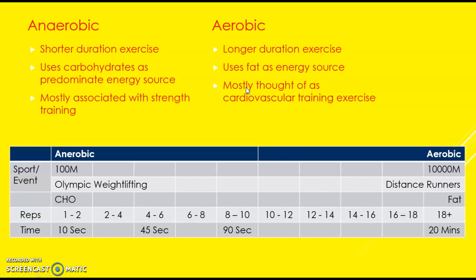Now, when you talk about specificity in training and you're coaching, say, athletes, look at this matrix down here and how it lays out. You have anaerobic to the left and aerobic to the right. You have 100-meter sprinters and Olympic weightlifters to the left, and their predominant energy source is carbohydrates, or glycogen specifically. To the right, aerobic, you'd have 10,000-meter runners, distance runners in general, and they're utilizing fat as an energy source.